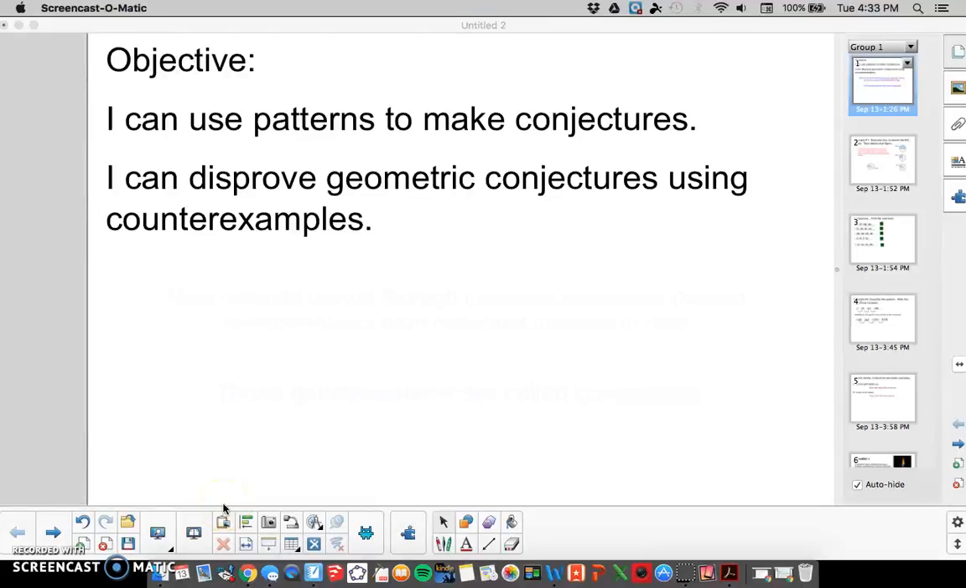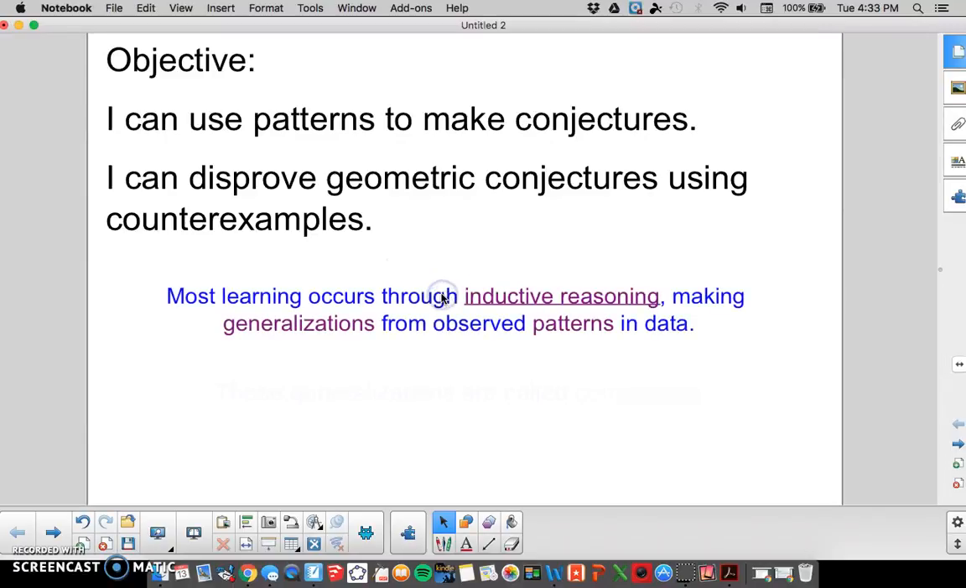Our next unit is going to be over logic and reasoning. So to start off, we're just going to talk about how to maybe prove or disprove a statement. So the objective is to use patterns to make conjectures, and that I can disprove geometric conjectures using counterexamples. Now what we're going to be using is something called inductive reasoning, and everyday learning goes through this process.